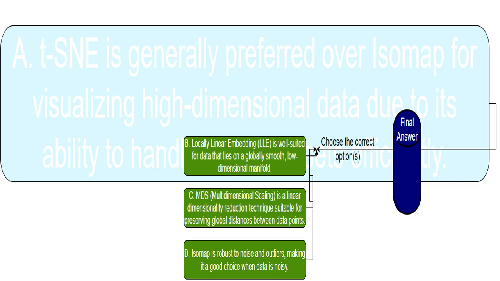This statement compares t-distributed stochastic neighbor embedding, t-SNE, and isomap. I'll be checking if t-SNE is indeed better for large datasets. I'll be using my knowledge of each algorithm's computational properties to assess this claim.